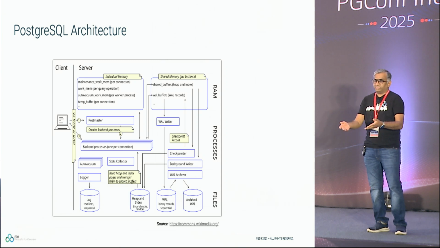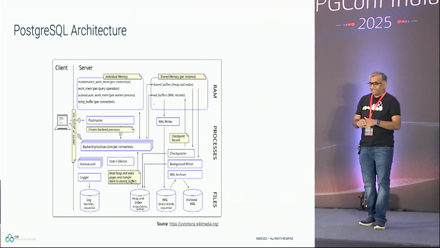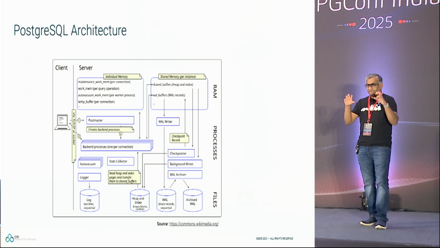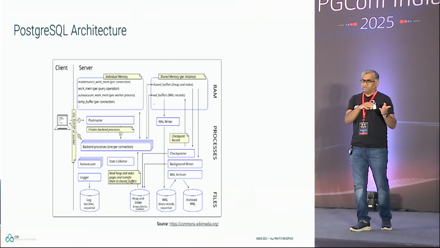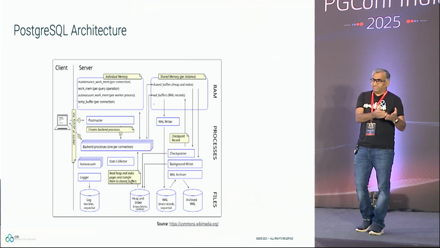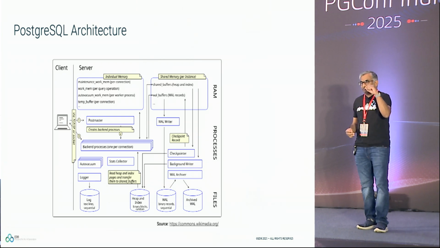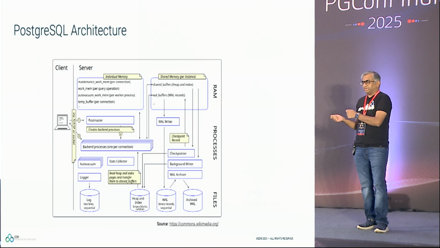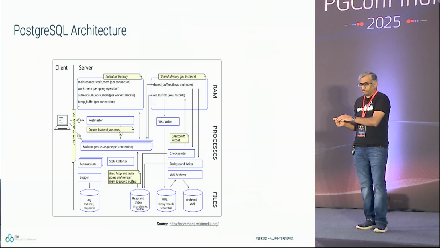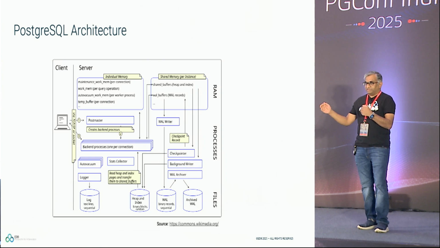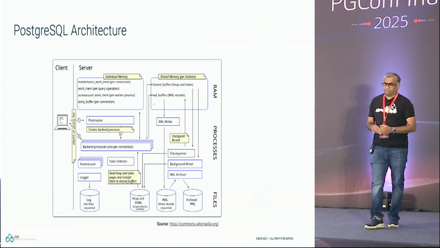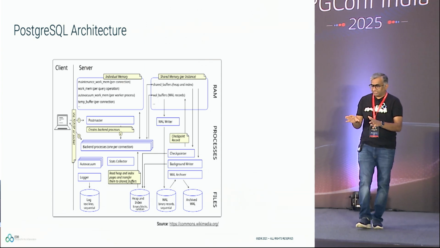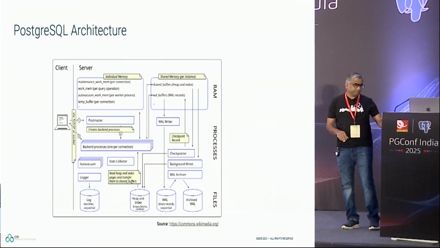You might have a WAL sender, which is doing physical replication as well as logical replication, and all sorts of things. And at the top you have the backends, which are responsible for communicating directly with the client applications or connections. For every connection that is made into Postgres, a new backend process is forked, and the entire life cycle of that connection is managed by that particular backend process. So that's the basic architecture of Postgres.